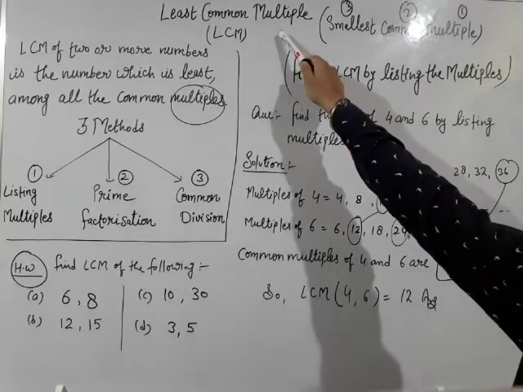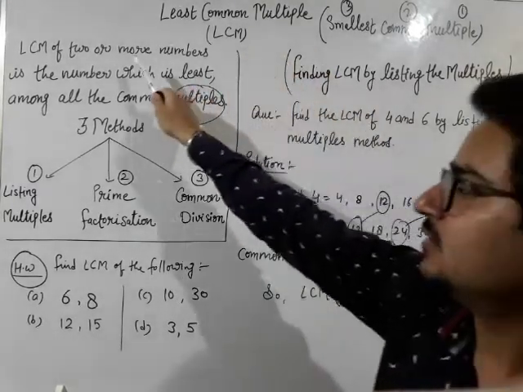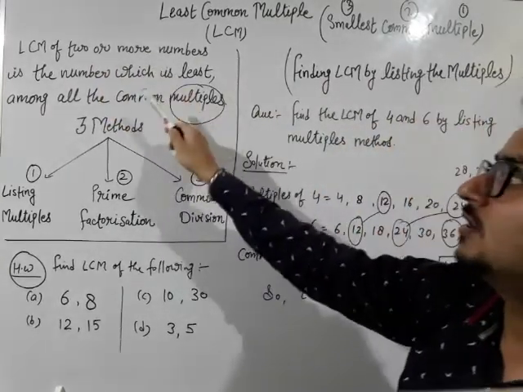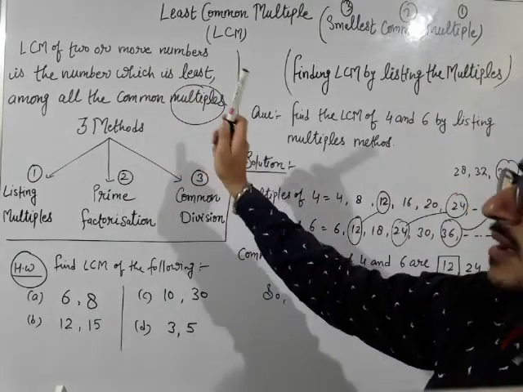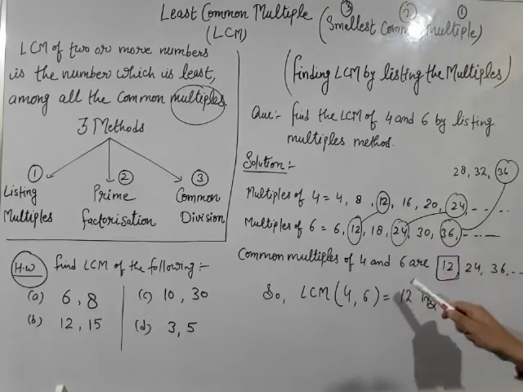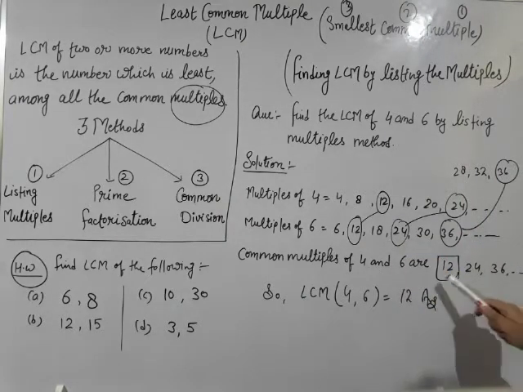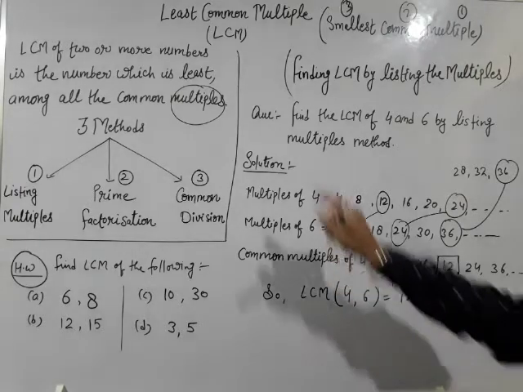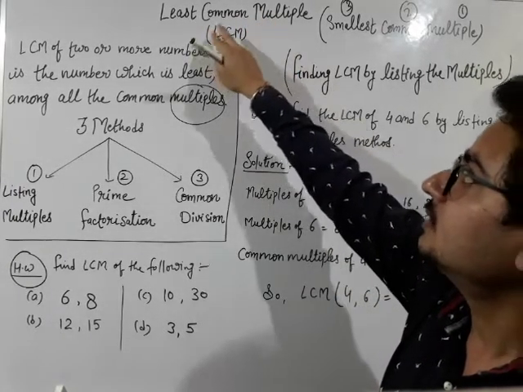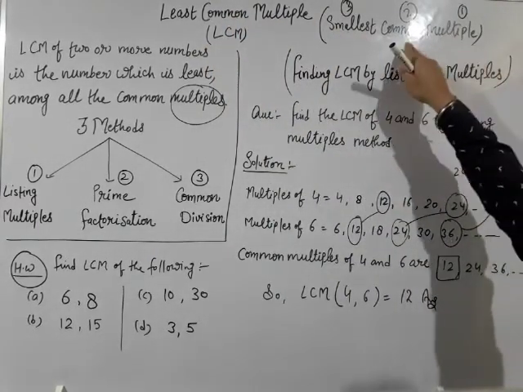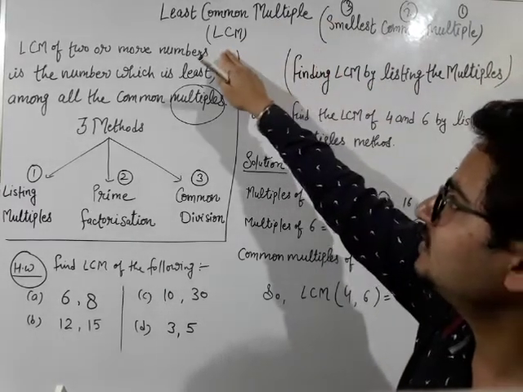In the least common multiple method, given numbers can be 2 or more than 2, and we have to find their common multiples. After finding the common multiples, we will make a list of them, and the multiple that is the smallest in that list will be the required LCM. In short, least common multiple means smallest common multiple. Both are the same thing, and in short we will write it as LCM.